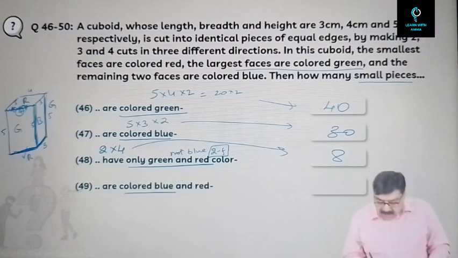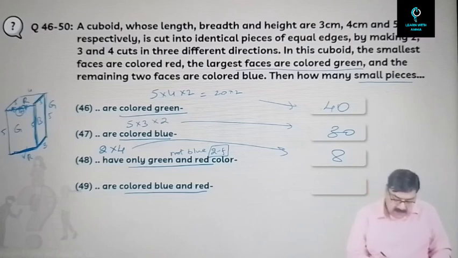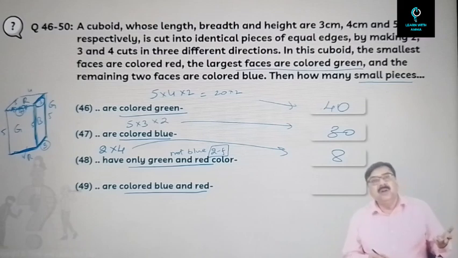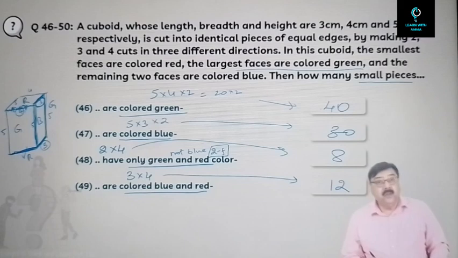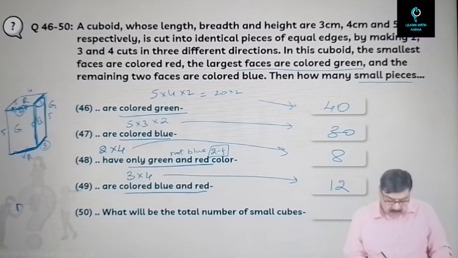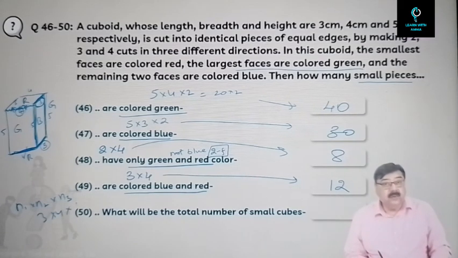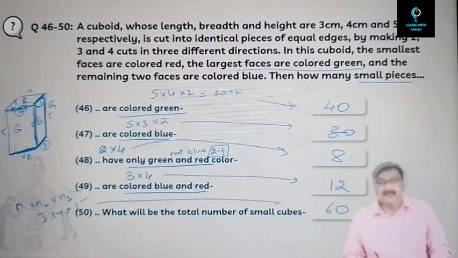How many are colored blue and red? Now, blue and red will be on this edge, that is these 3. So 3 at the top, 3 at the bottom on one face, and then 2 more such, 3 and 3 on the other face. So 3 into 4 edges should give us 12. Now, what will be the total number of small cubes? Now, that we already know is n1 into n2 into n3. That is 3 into 4 into 5, which shall be 60 in all.